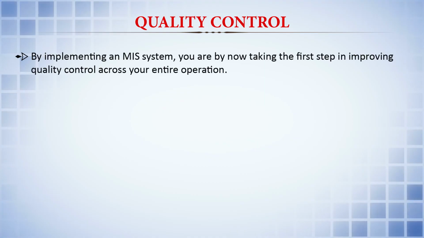The other important factor for any company is quality control. By implementing an MIS, you are taking the first step of improving quality control across your entire operations. Why? Because by implementing this MIS, you have automated all kinds of activities of the organization. So, that itself is a quality control mechanism.